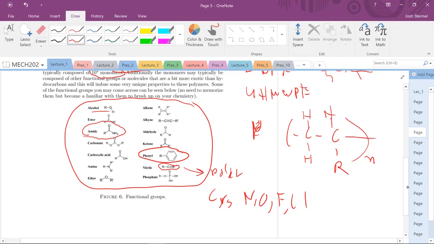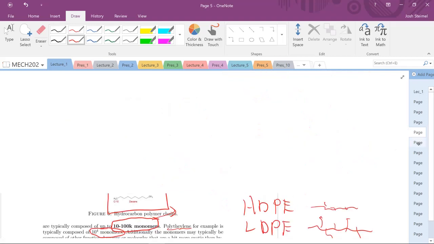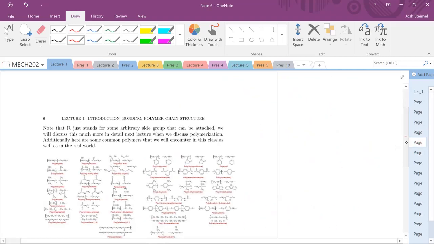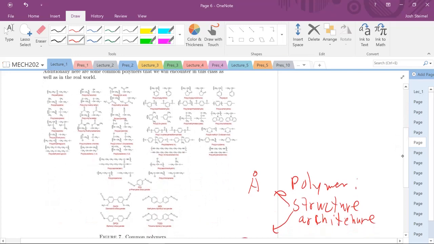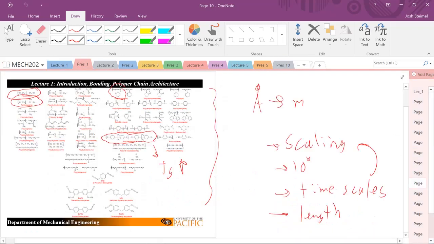We also saw some functional groups. We got into polar groups, things to watch out for. These side groups will really dramatically change your intermolecular interactions, which we're finally going to talk about today, and determine a lot of different properties in your polymer. We also looked at some general polymers that you might see, the different structures. Let's go back to our presentation.